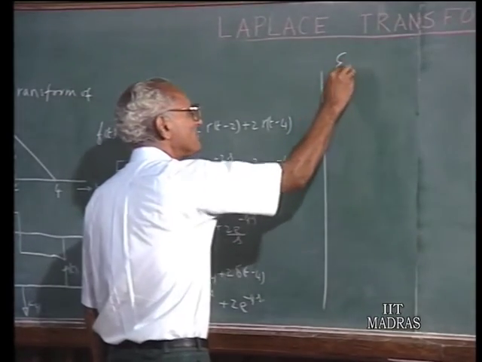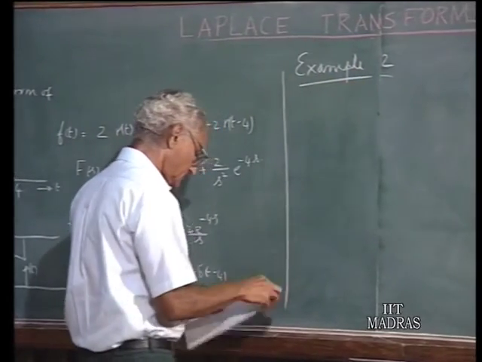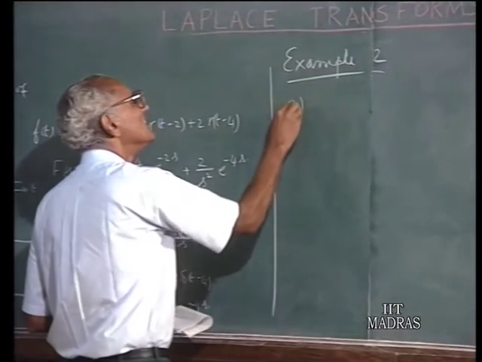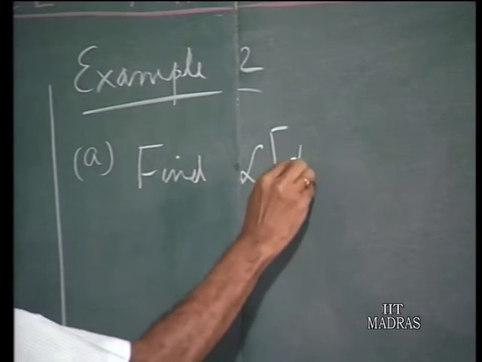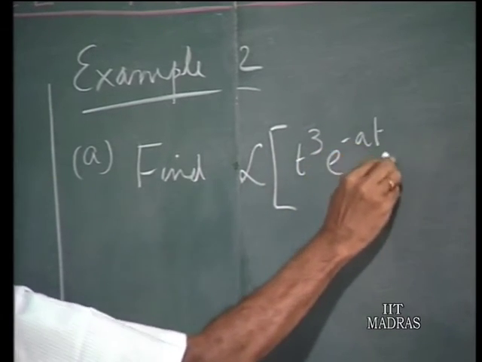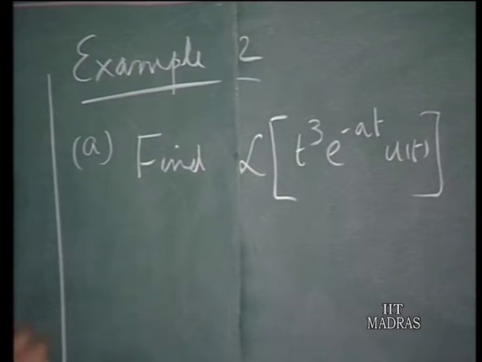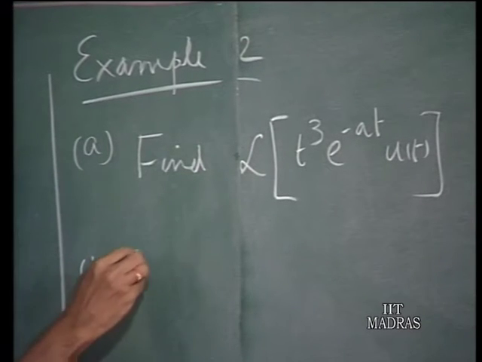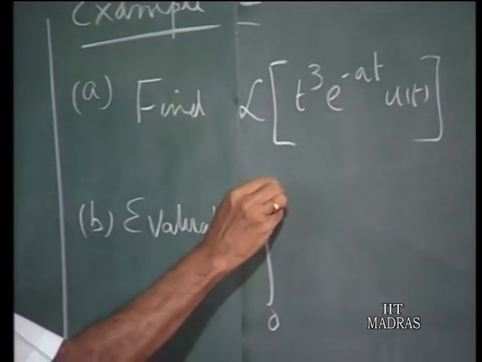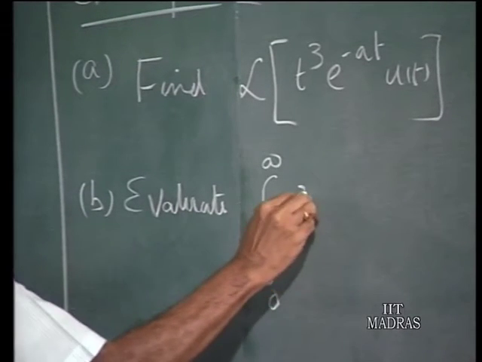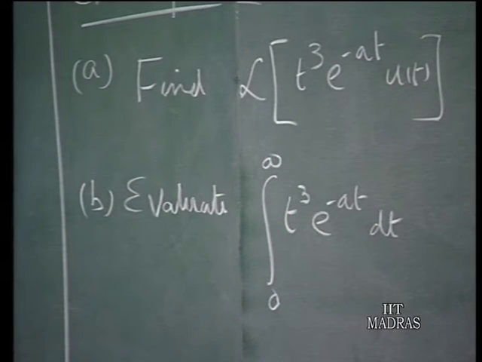Let us take a second example. Find the Laplace transform of t cubed e to the power of minus a t u(t), and after having found that out, evaluate the integral from zero to infinity of t cubed e to the power of minus a t dt. This is the question that is asked for us.